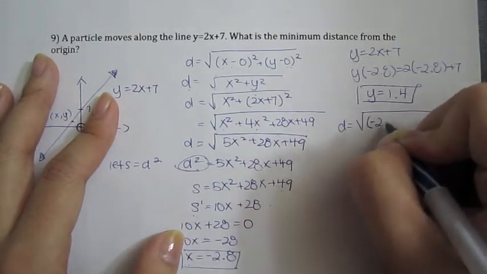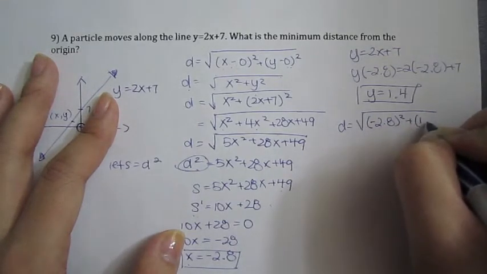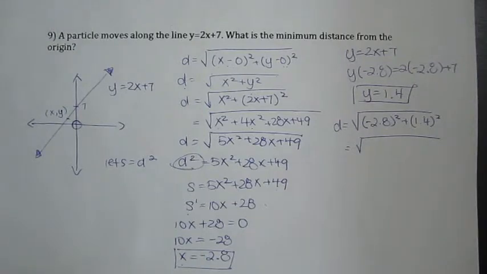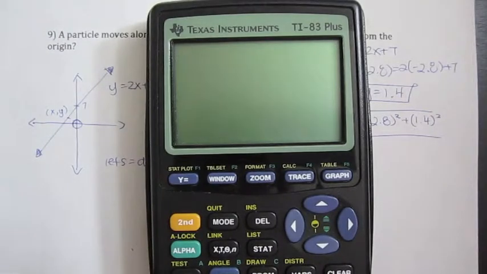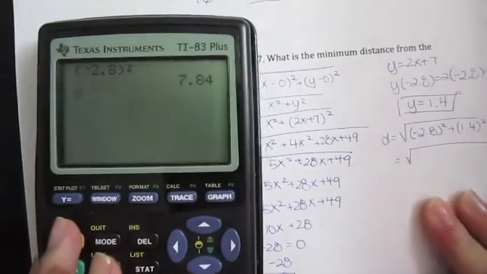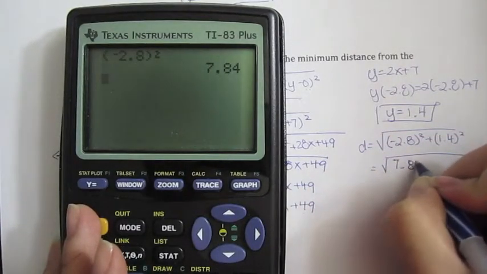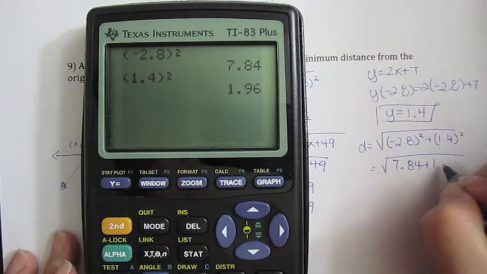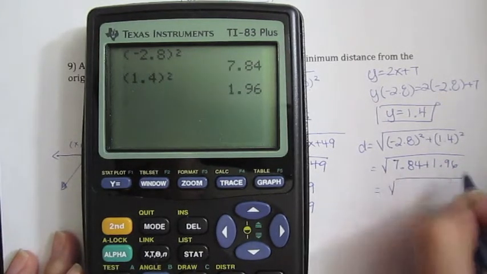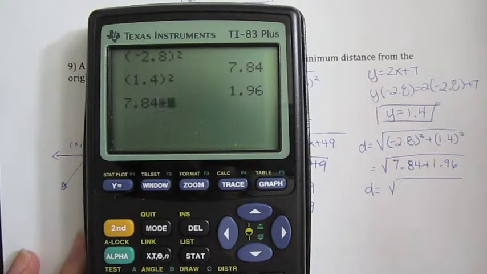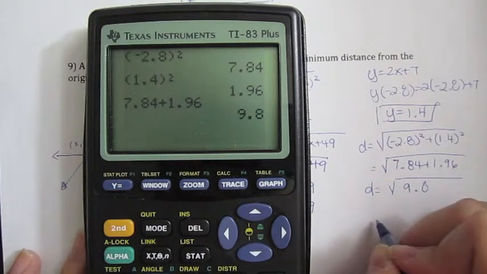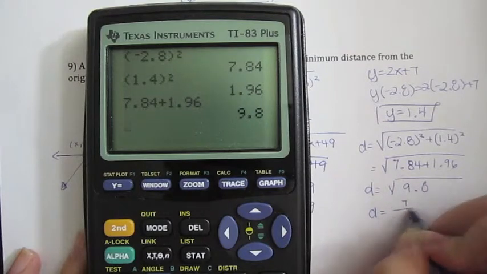Square root of negative 2.8 squared plus 1.4 squared. We get negative 2.8 squared equals 7.84 plus 1.4 squared equals 1.96, which equals square root of 9.8. When we simplify this, we get distance equals 7 over radical 5.